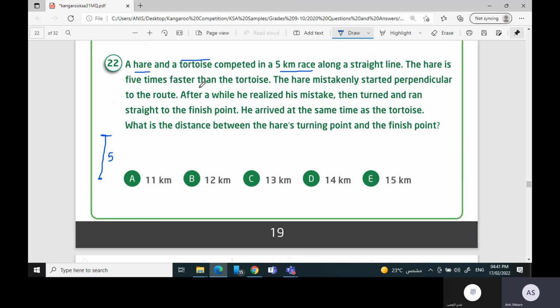The hare is 5 times faster than the tortoise. Nice. So, of course, for example, I like sticking to the same name. So, speed, I'm going to denote it by S. So, let S be the speed of the hare. And the tortoise will be, of course, S over 5. Or we can do another case. We can give the S for the tortoise, and so the hare is 5S. Doesn't matter.